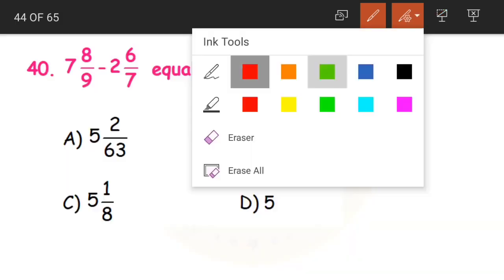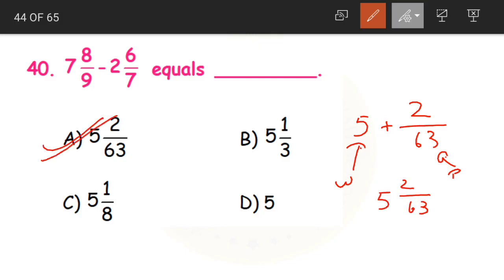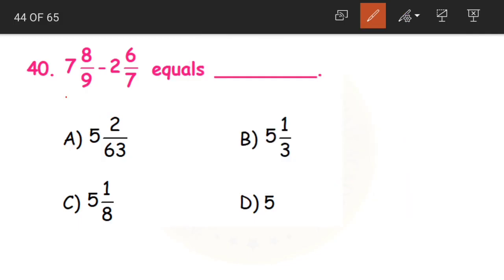What is our final answer, children? 5 plus 2 by 63. Now this is a whole number and this is our proper fraction. How do we write them combinedly? 5 2 by 63 becomes our answer. That is option A.